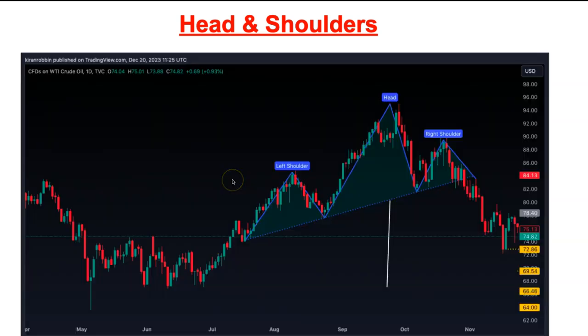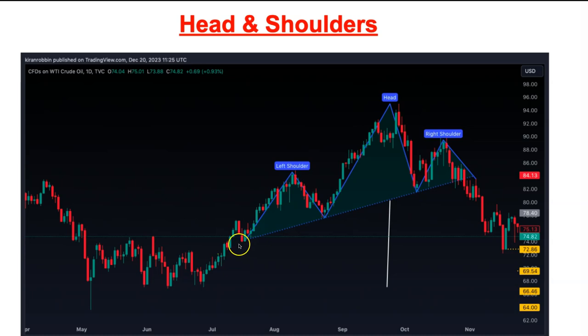So this is an example of a head and shoulders pattern in the crude oil chart. And this happened quite recently, and I actually shorted this. Of course, I did not short purely based on the head and shoulders pattern, but it was an added confluence at the time. And the trade worked out very well and hit my profit target.